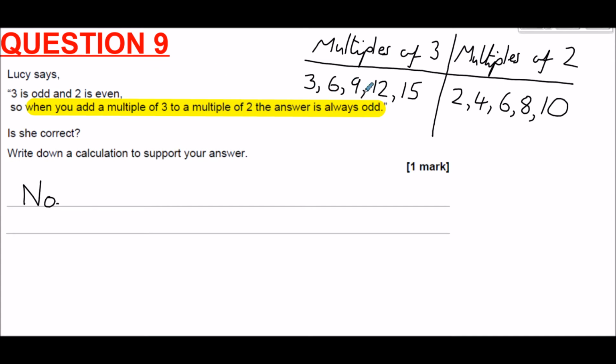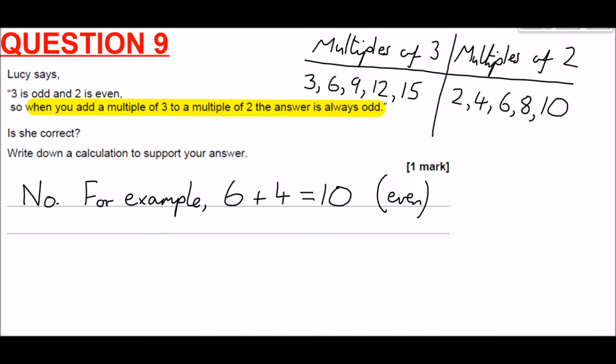Now if you have a look here, we'll be able to find a different example which shows her to be wrong. So for example, it won't always be odd. We could pick an even multiple of 3, for example 6 added to 4, which is 10, and 10 is even. If we pick an even multiple of 3, in this case 6, and add that to any multiple of 2, in this case I've just picked 4, that will give us an even answer. So that proves that she's wrong. So one thing is to say no, the second thing is to give an example of why she is wrong.